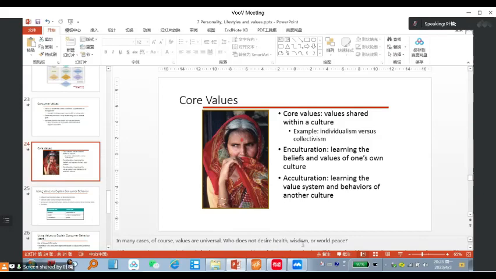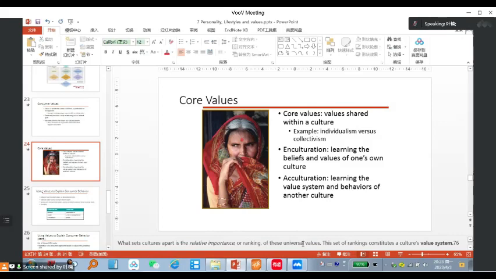Values are universal, and there are universal values all through the world. And in different cultures, under different cultural contexts, there are different core values. What sets cultures apart is the relative importance, the ranking of these universal values, such as wisdom, world peace, health, and so on. And this set of rankings constitutes a culture's value system.